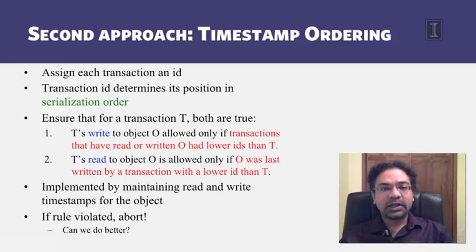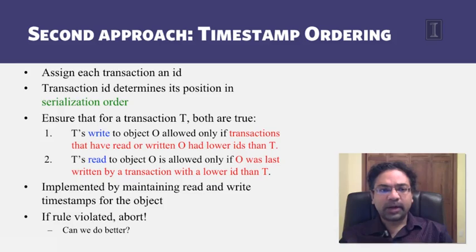When a transaction T executes an operation, you need to make sure that two conditions are true. T's write to an object O is allowed only if transactions that have previously read or written that object O had lower IDs than T. Okay, that's the first condition that needs to be satisfied. Second condition is that if T is trying to read an object O, that is allowed only if O was last written by a transaction with a lower ID than T. Okay, so if these two conditions are satisfied, then you can ensure that the transactions, even though they interleave their operations, follow the serialization order and that the resulting interleaving is serially equivalent and the ordering is the serialization order.